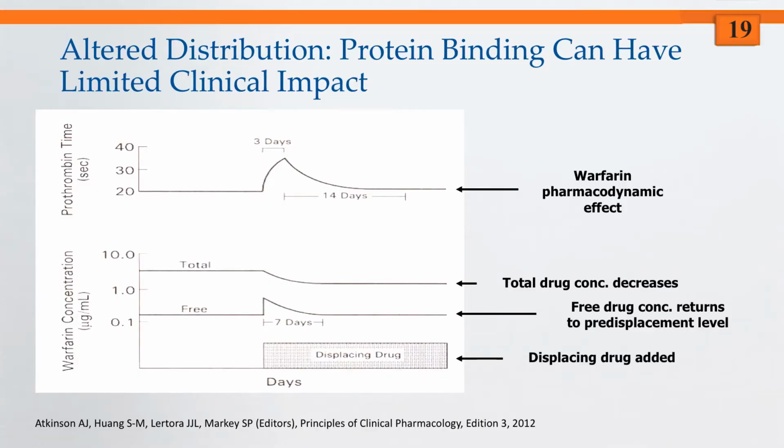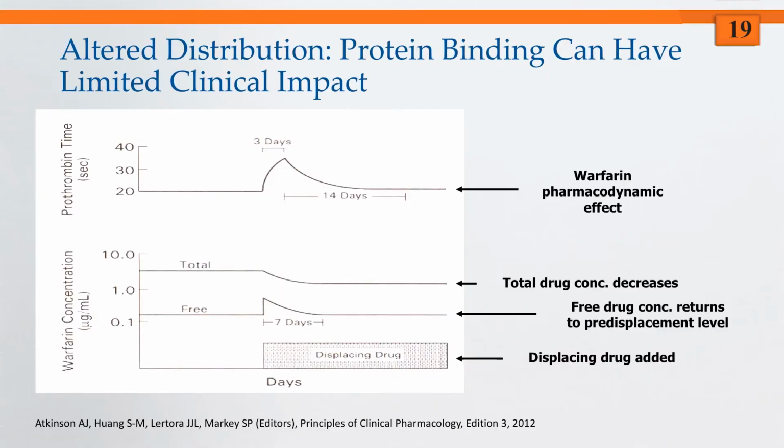Warfarin is generally considered to be higher risk because it's highly protein bound, it has a narrow therapeutic index, and it's a restrictively cleared drug. However, in this cartoon you can see on the lower half we have warfarin concentrations, both total and free. On the upper half is a demonstration of the prothrombin time, which is warfarin's pharmacologic activity, how we measure bleeding time.